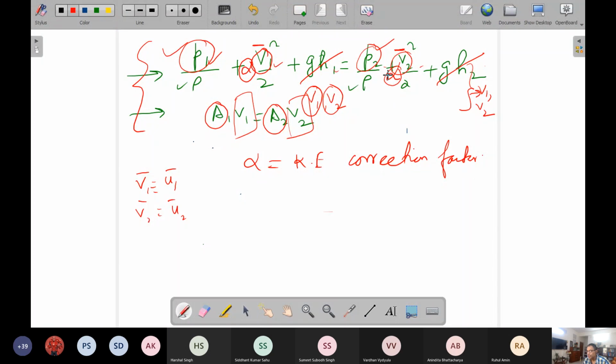The kinetic energy correction factor can be theoretically calculated for a parabolic velocity profile, and you can calculate this later on. It is roughly around 2. So it's a 100% error if you consider this as equal to 1. But for turbulent flow, it is very close to 1, and that is where you get rid of it.